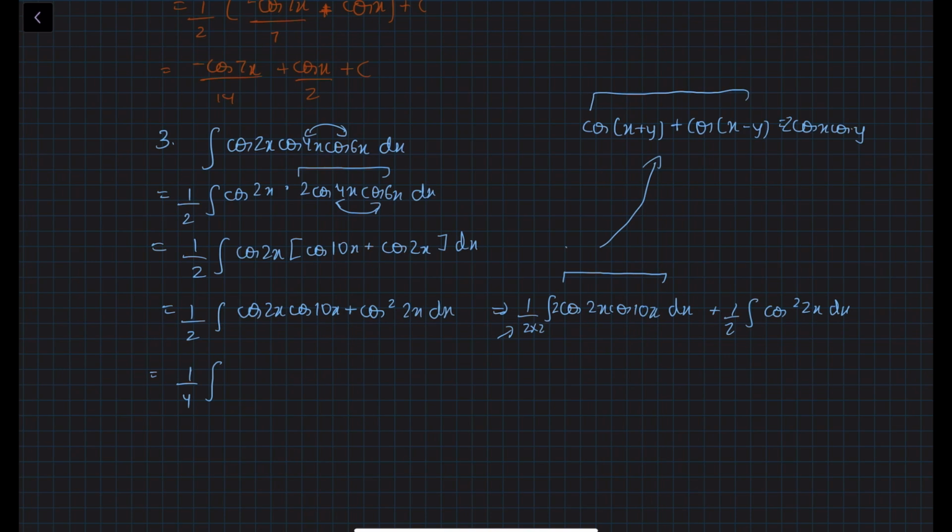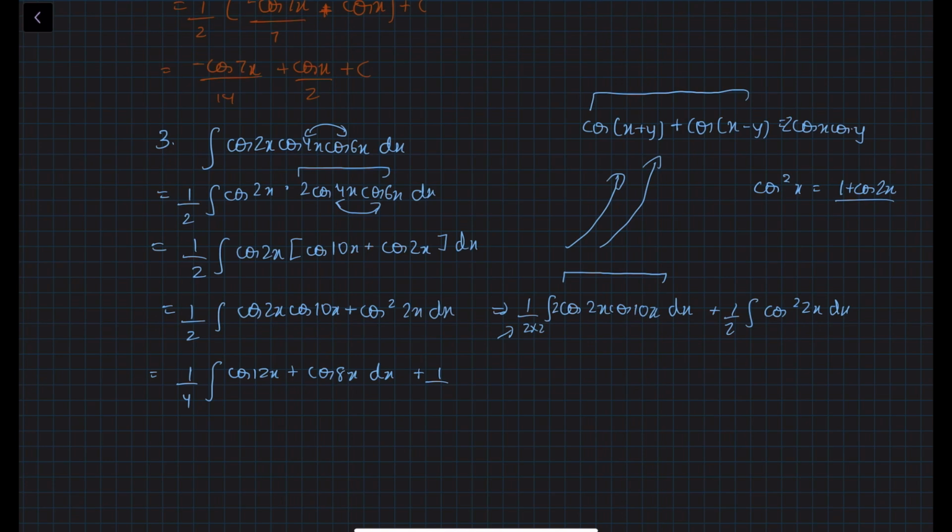And again, we're going to use that formula. So that's just going to be cosine of 2 plus 10, 12x, plus cosine of 2 minus 10, that's minus 8, but it becomes 8 because cosine is an even function, right? And for the second part, we know that cosine square of something is equal to 1 plus cosine of this, using the cosine 2x formula. So I'm just going to write that.